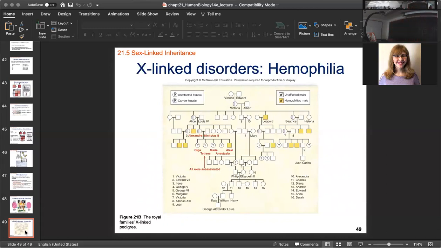So you have Queen Victoria and Edward. Queen Victoria then has offspring with Albert, and they have this one, this one, this one, this one, this one, this one, this one, and this one. And some of those names you may remember are Alice, Louis the Fourth, Helena, Beatrice, all these royal people. And then they have offspring.